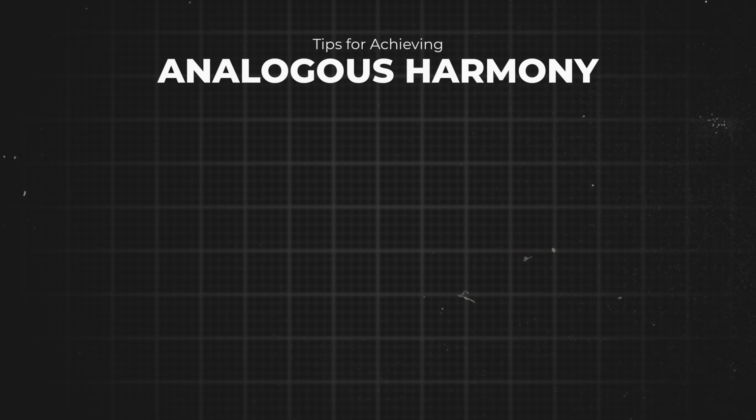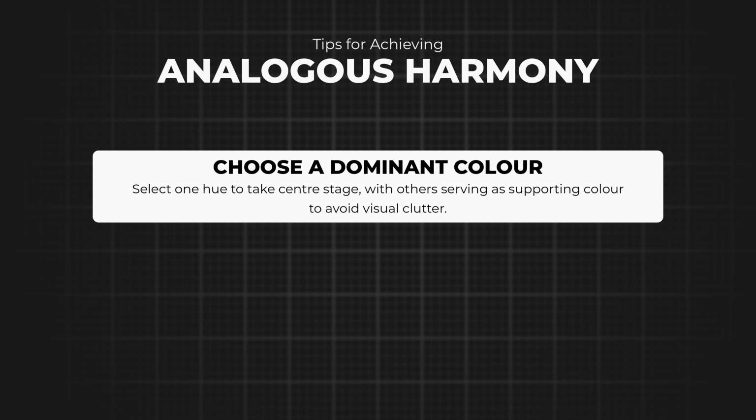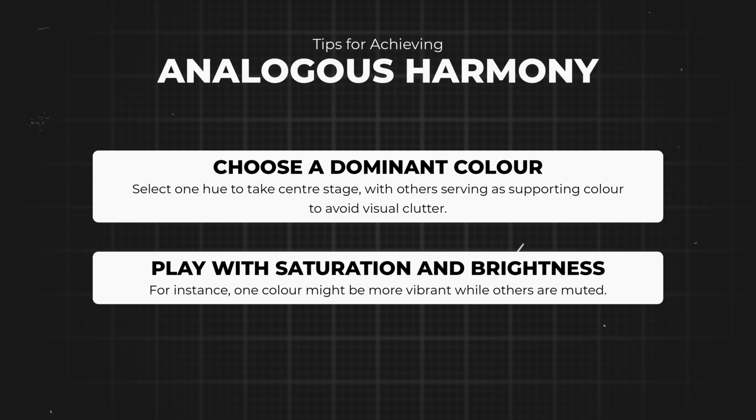Tips for achieving an analogous colour harmony: make sure you're choosing a dominant colour. Select one hue to take centre stage, then use the others as supporting colours to avoid visual clutter. Also play with saturation and brightness. For instance, one colour might be very vibrant, while all the other colours might be quite muted.